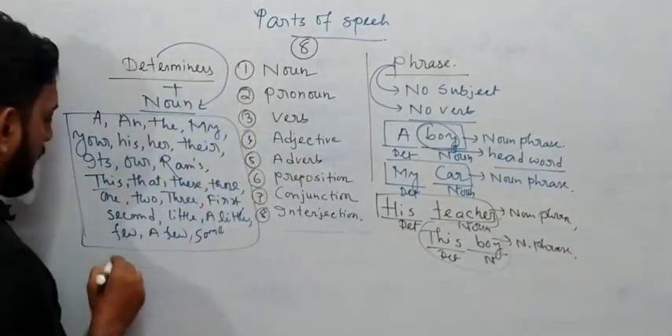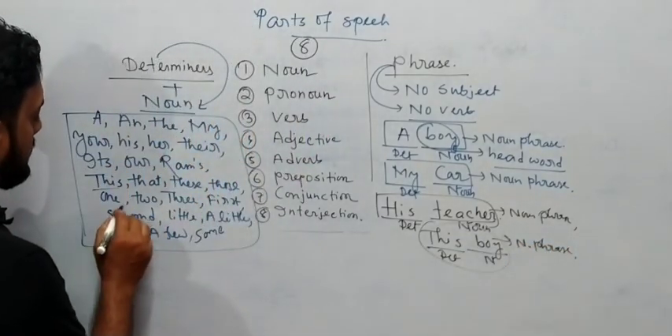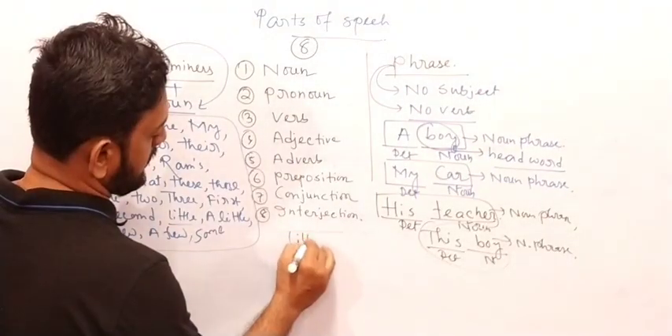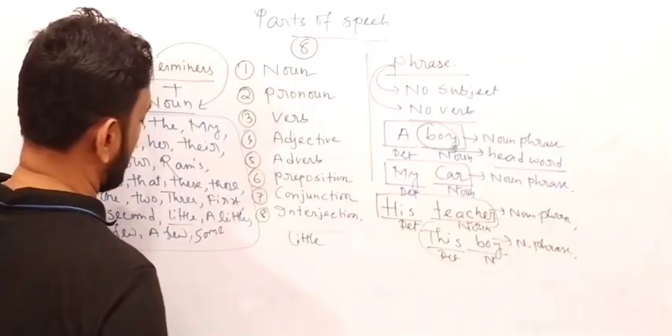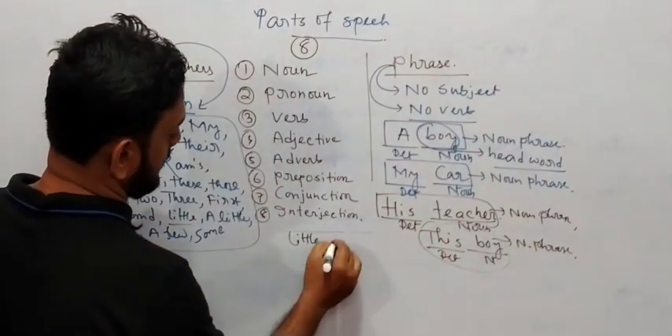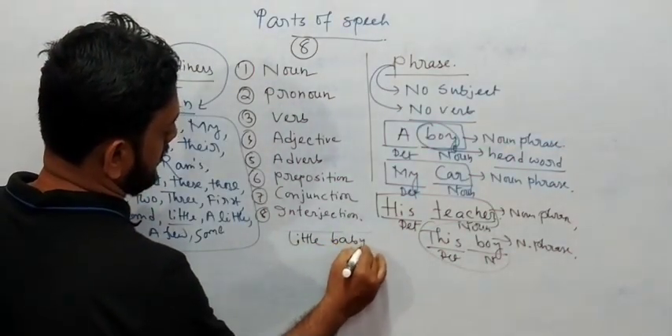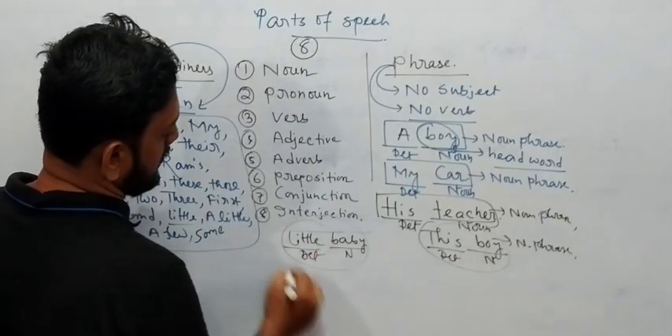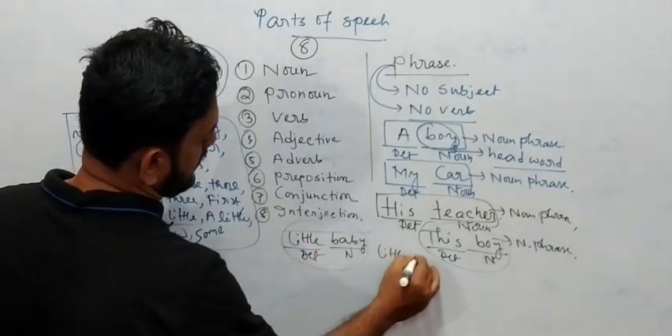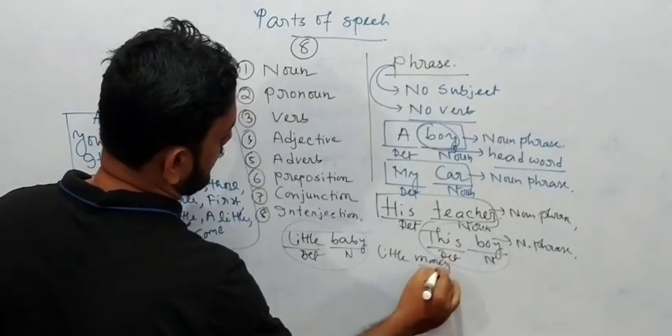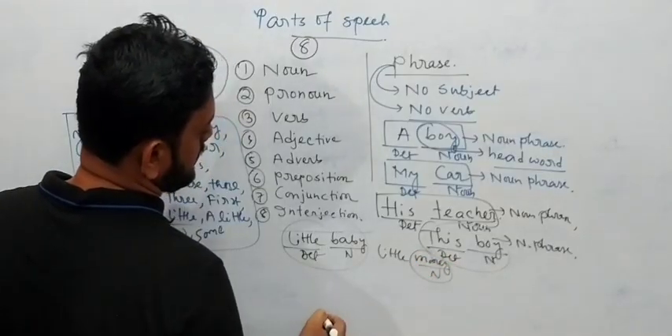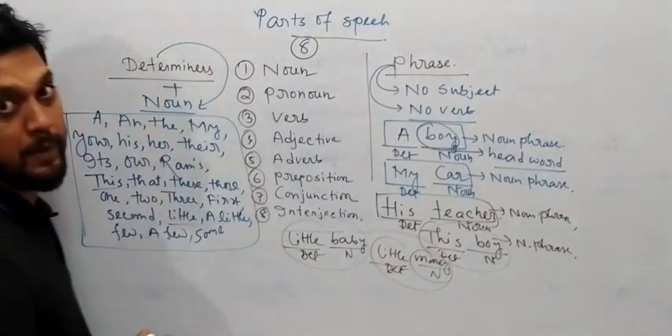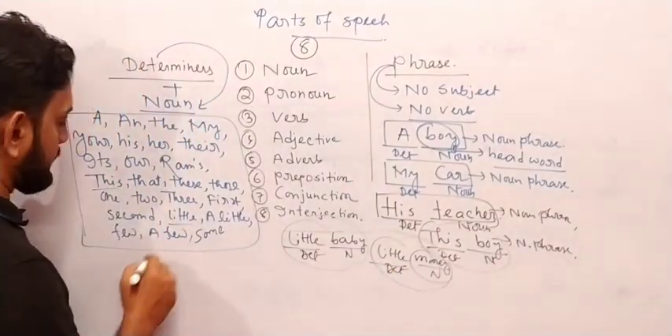Got it? Another example: "that little baby." Here baby is the noun, and little will be the determiner. Okay, "little money": money will be the noun, and little will be the determiner. Got my point? Yes.